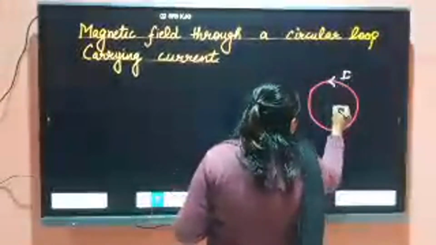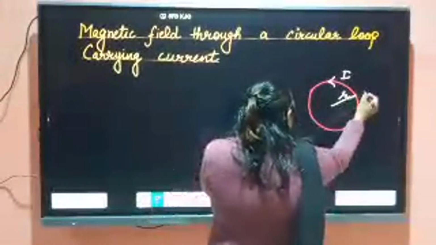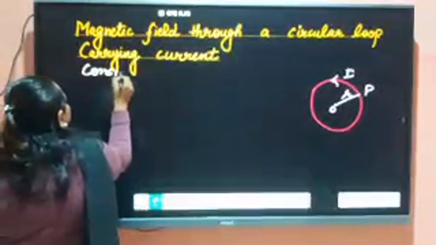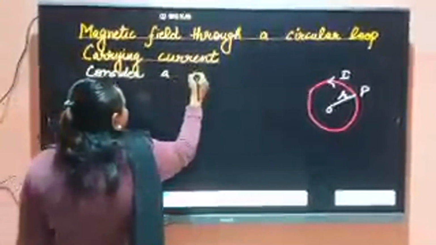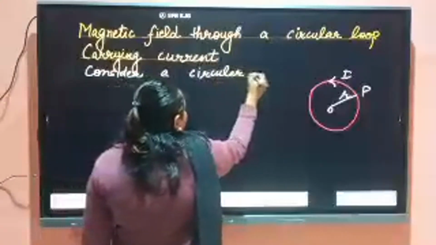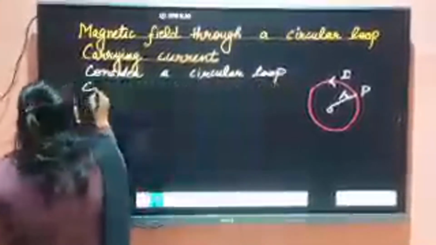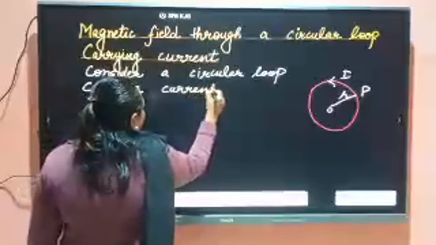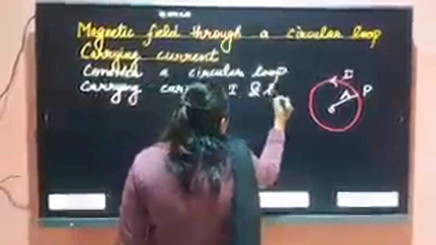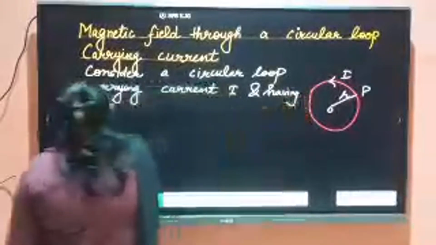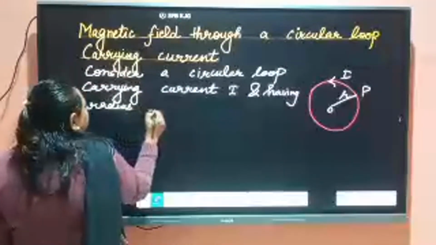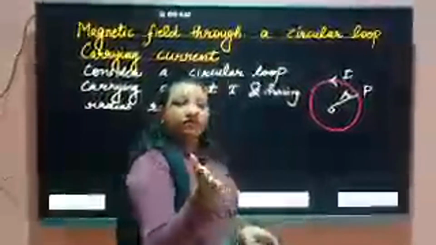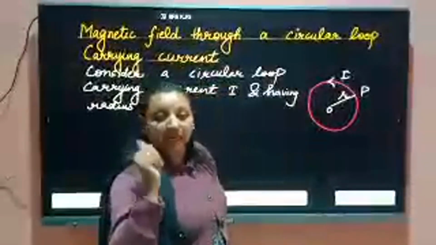ठीक है, हमारा करंट कैरिंग कंडक्टर क्या है? सर्कुलर है. सो कंसीडर अ सर्कुलर लूप carrying current I and having radius R. ठीक है, अब नाउ वी यूज द राइट हैंड थंब रूल.